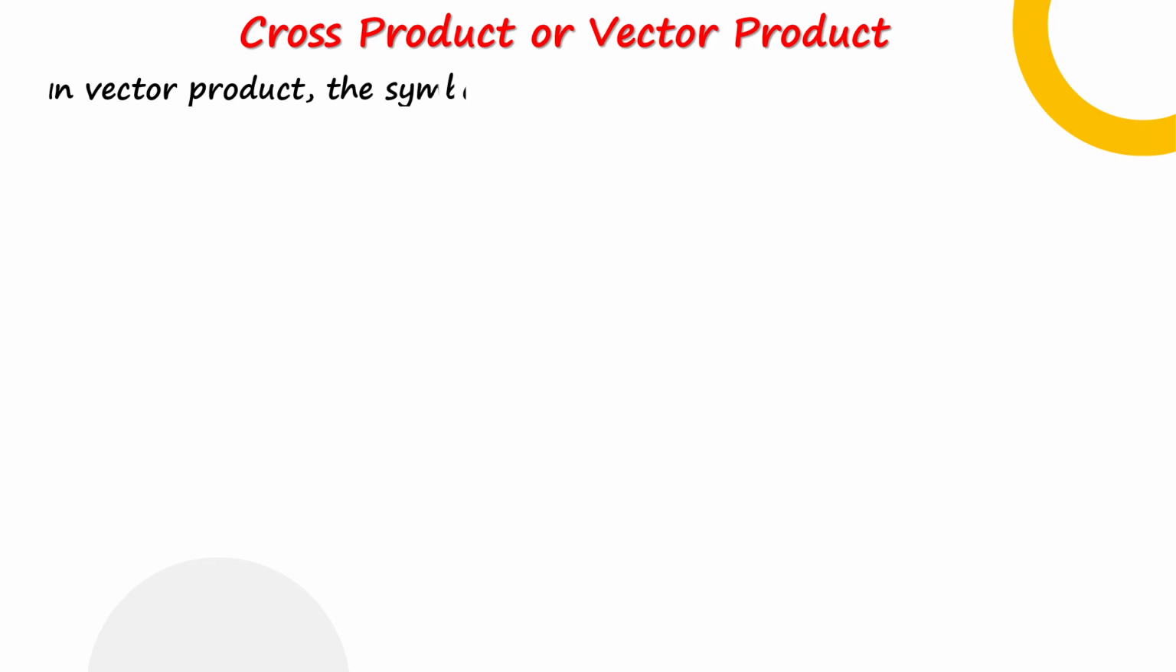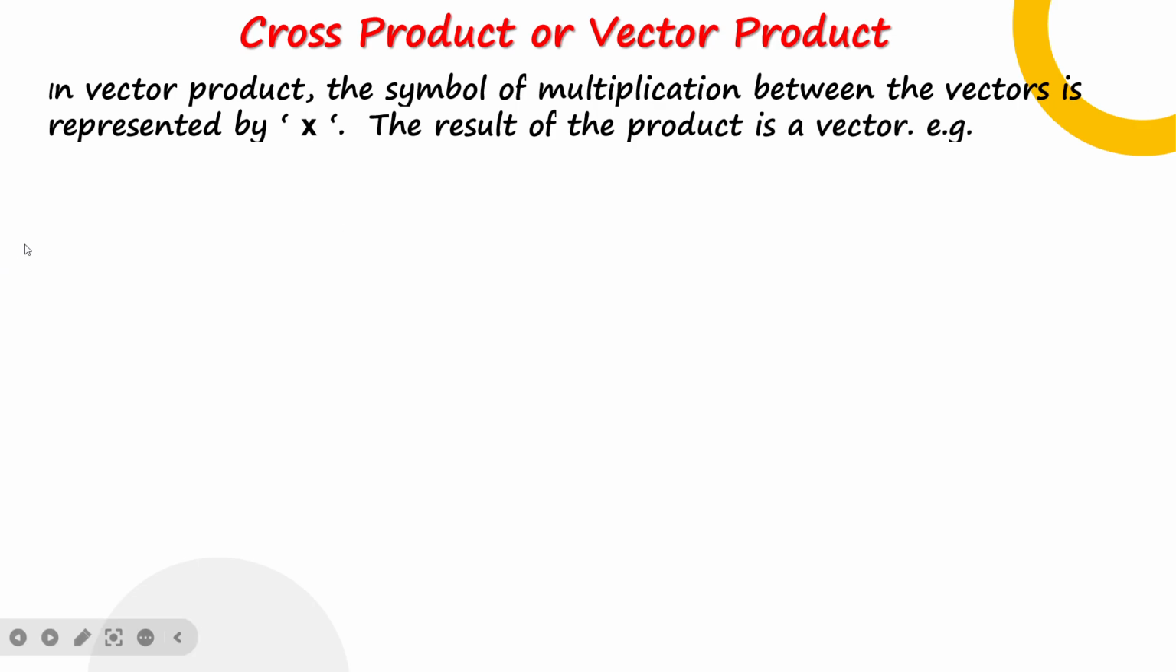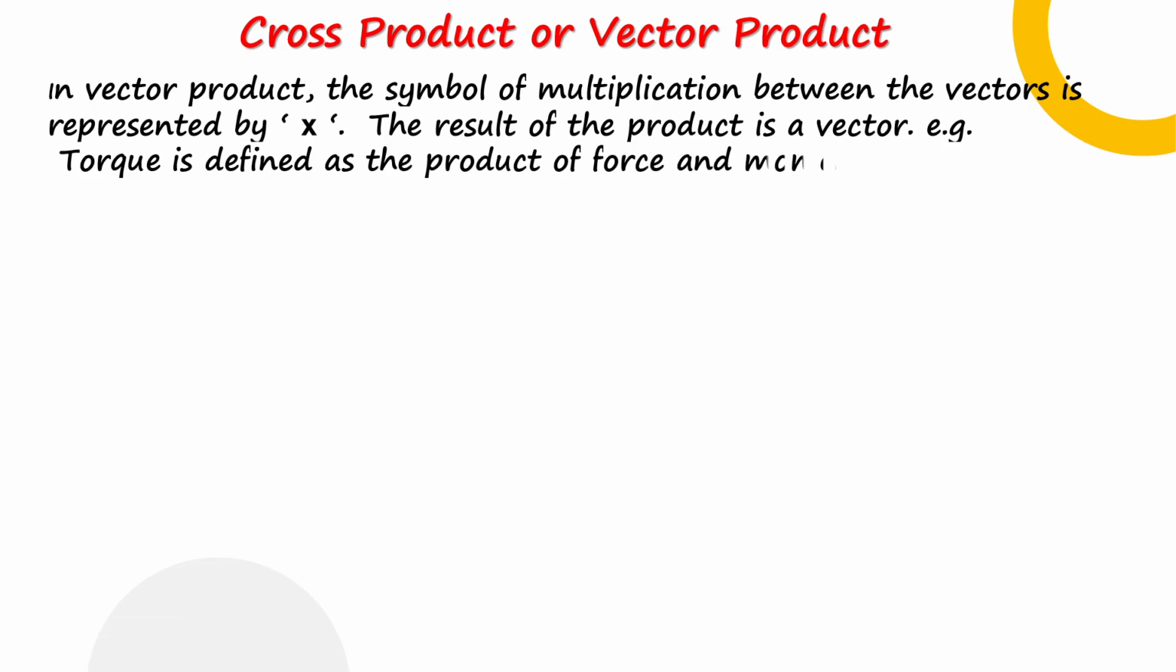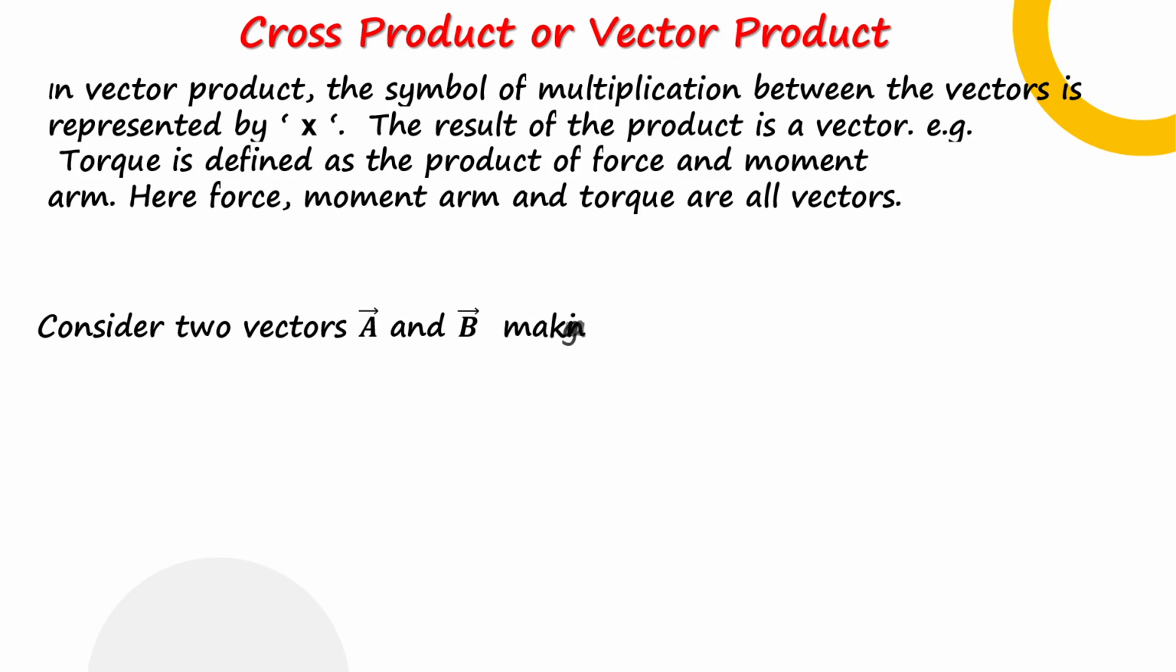Now, in the vector product, the symbol of multiplication between vectors is represented by a cross symbol. The result of the product is a vector. For example, torque is defined as the product of force and moment arm. Here, force, moment arm, and torque are all vectors. Consider two vectors, vector A and vector B, making angle theta with each other.